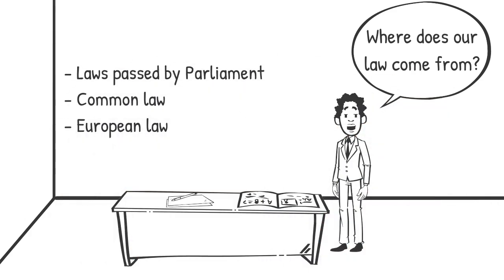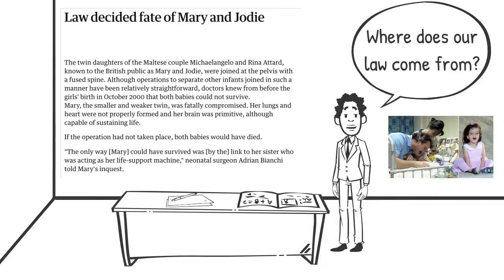The main source of law in the UK is legislation. This includes all laws passed by Parliament, which you learnt about in Theme B. Another source is common law, which is made by judges who make decisions which must be followed by all other courts. This is known as case law or precedent.